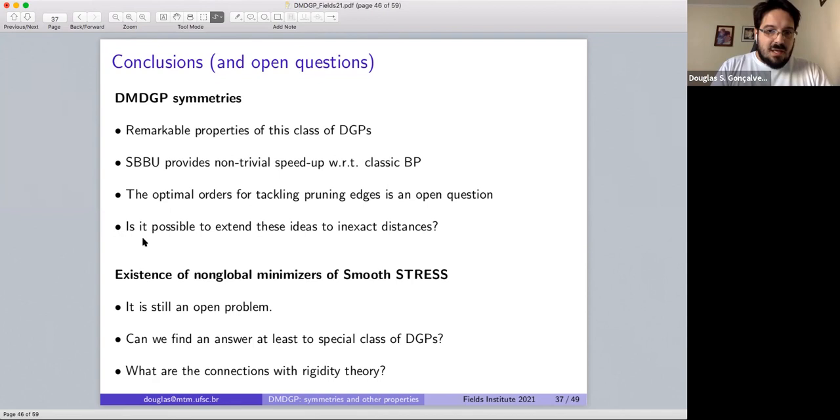And concerning the existence of non-global minimizers of smooth stress functions, I would say that it's still an open problem. And we hope that we can find some special class of distance geometry problems for which we can show a local minimizer which is not global, as we could do in the last example of the DMDGP, but in that case, we do not have all the distances.